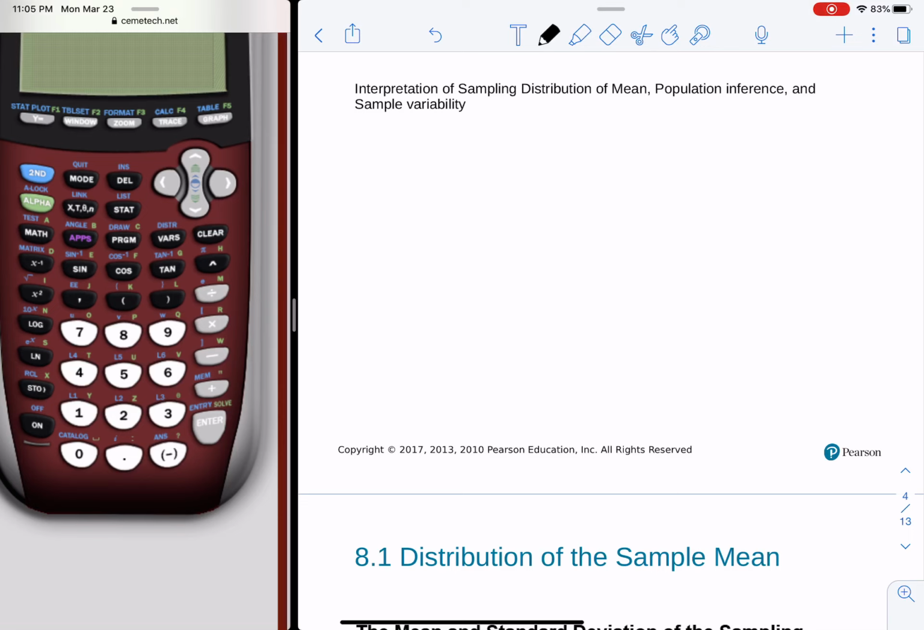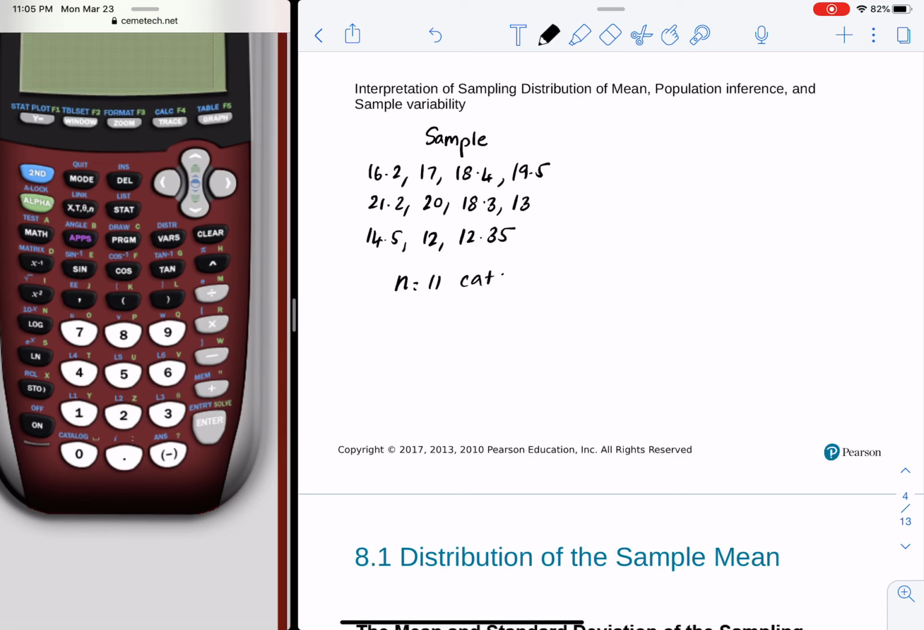So if we started with a single sample and we have a bunch of values, let's say we observe 11 cats and their lifespans, then we would end up having perhaps 16.2, 17, 18.4, 19.5, 21.2, 20, 18.3, 13, 14.5, 12, 12.35, and the sample size here is 11. So we observed 11 cats.